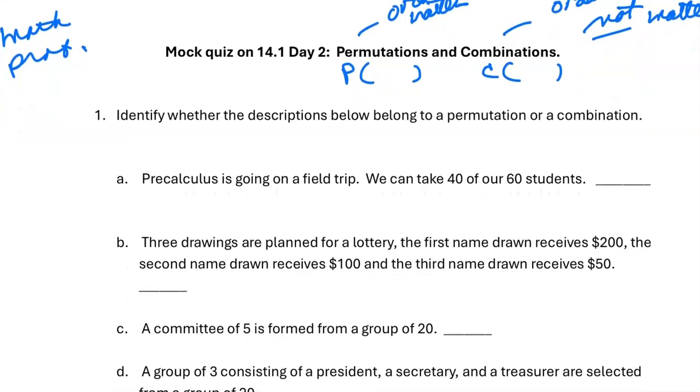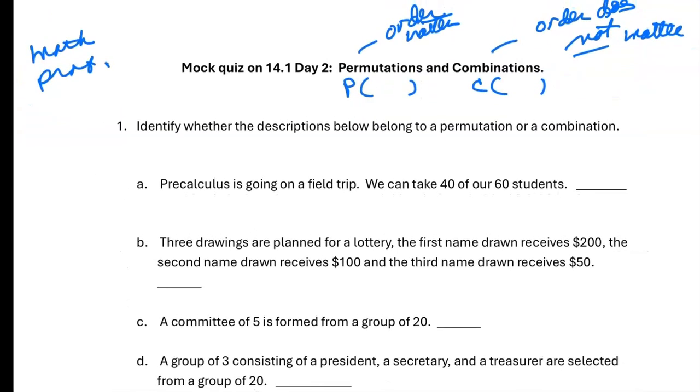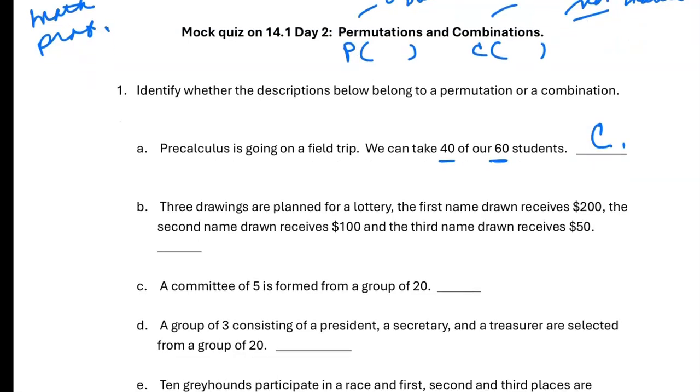Okay, identify whether the descriptions below belong to a permutation or a combination. Precalculus is going on a field trip. We can take 40 of our 60 students. That's a combination because it doesn't matter the order in which you're picked. As long as you're picked, you're going on the field trip.